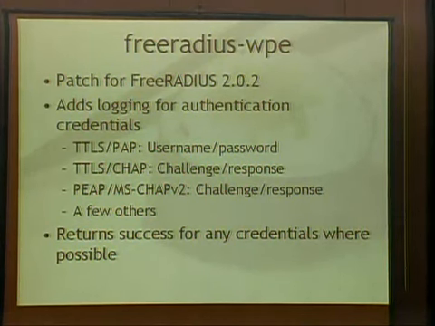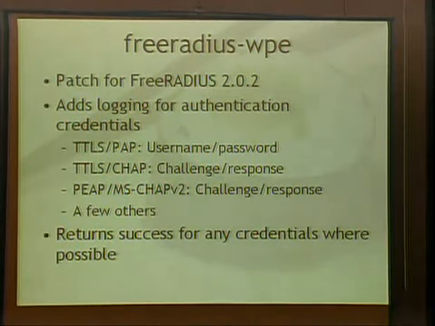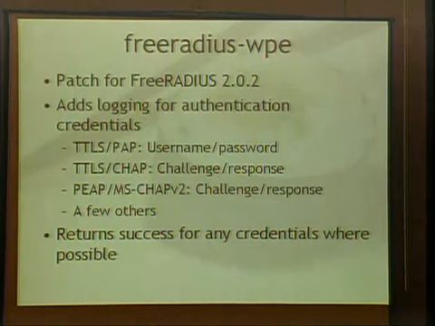So we basically hacked up FreeRadius that we call FreeRadius Wireless Pwned Edition, okay? FreeRadius WPE. It's a patch for FreeRadius, and it adds logging for any authentication credentials. So it will log your username and password for PEAP in the challenge response, for TTLS, for PAP, for any of the inner authentication mechanisms, for LEAP for that matter as well. It returns success wherever possible. Like Brad said for MSChat v2, I can't return success because there's mutual authentication built into MSChat v2, but for anything like TTLS PAP or TTLS CHAP or any of those, I can return success and just make you think that you're authenticated to my network.